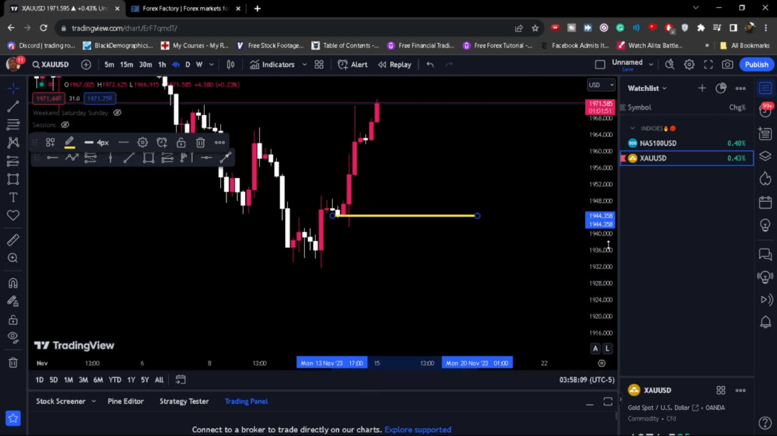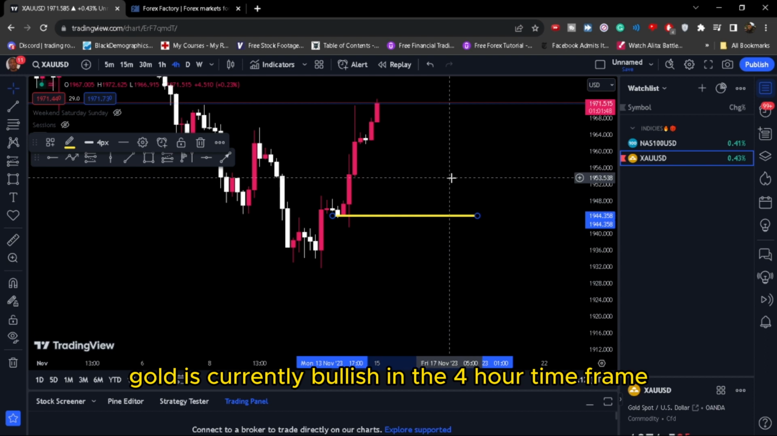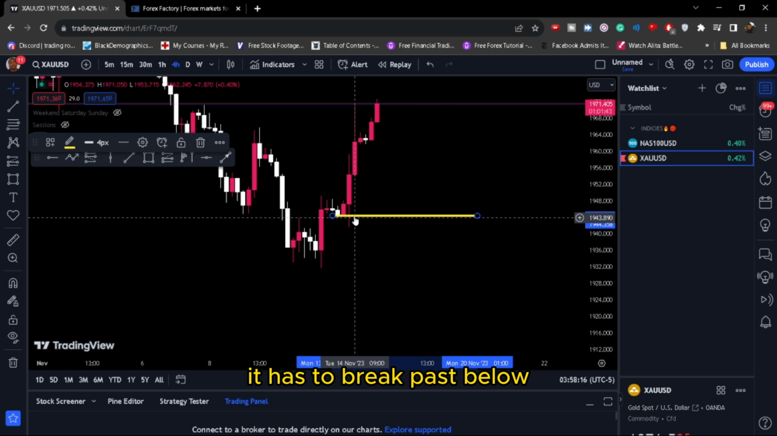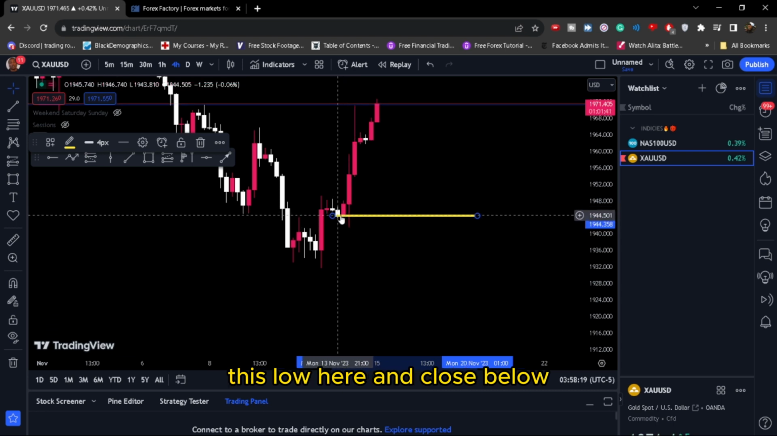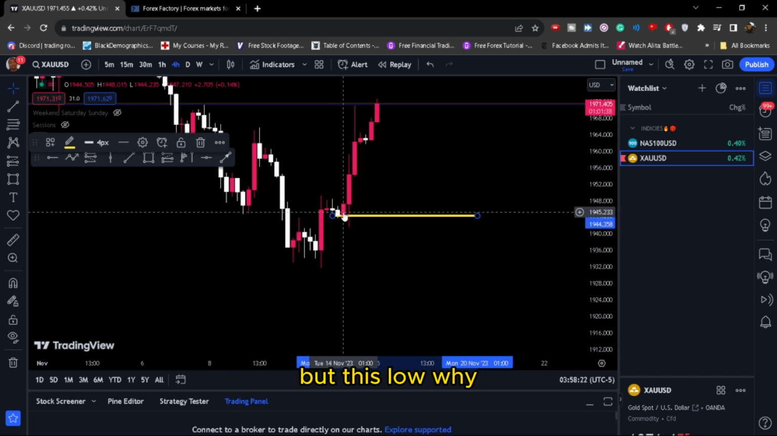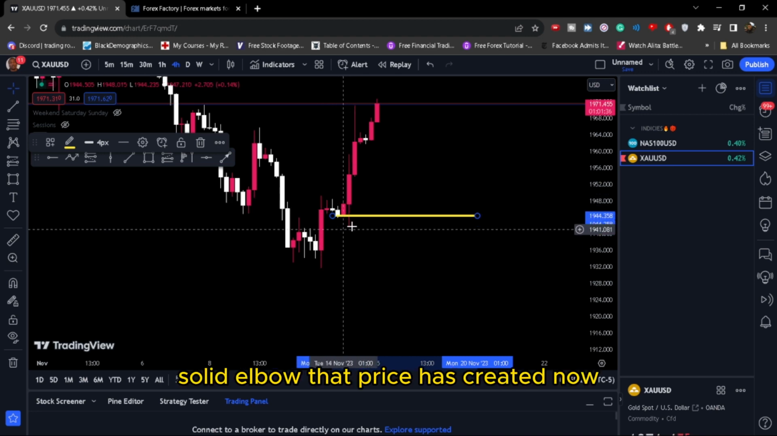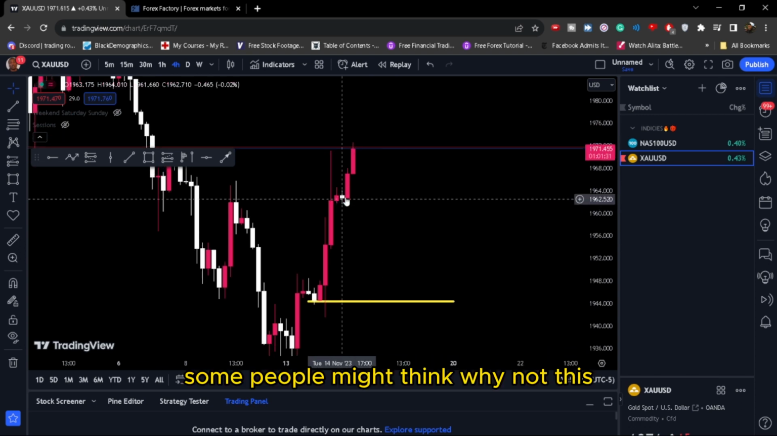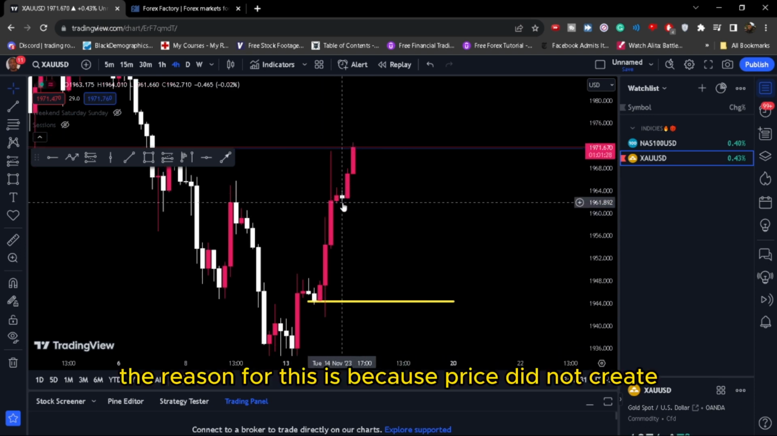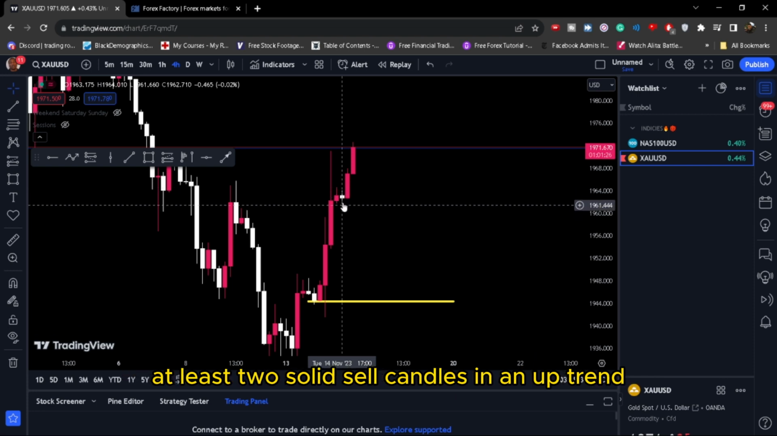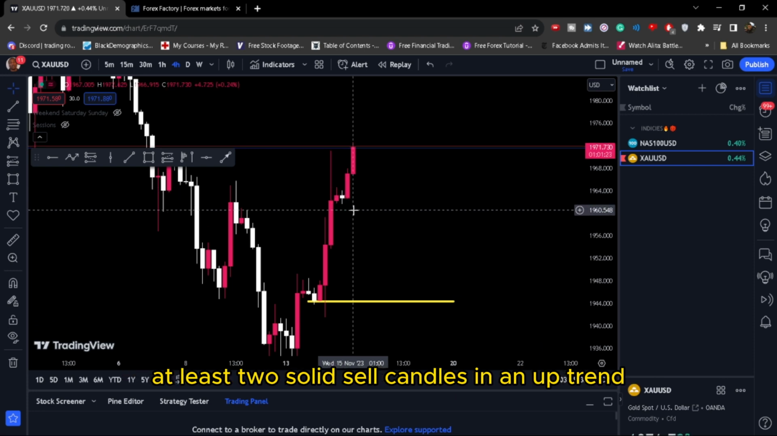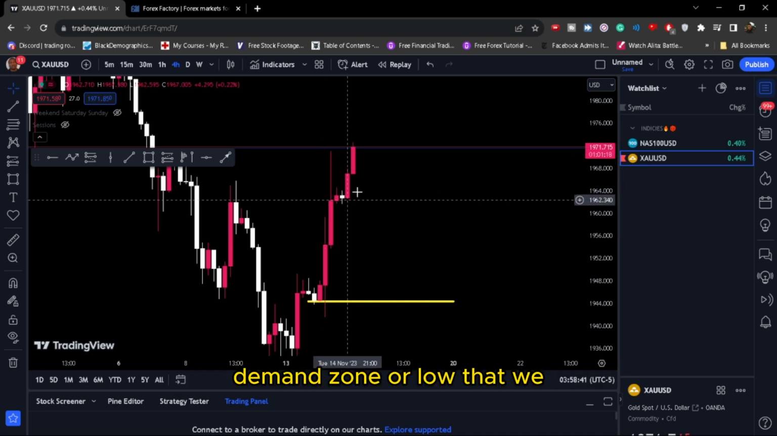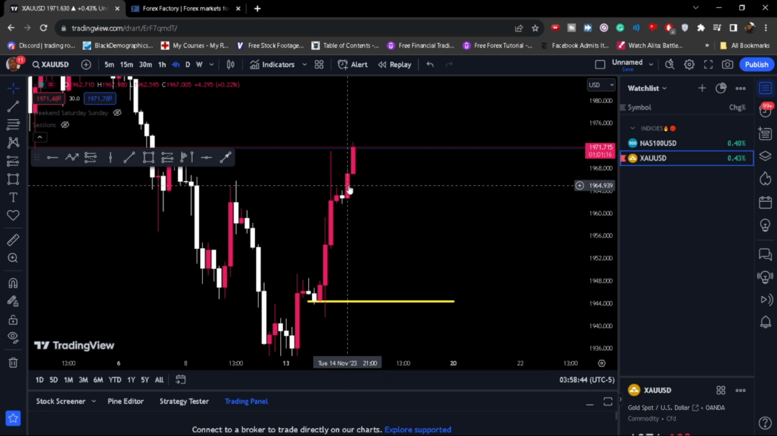So right now, gold is currently bullish in the 4-hour time frame, and for me to consider gold to be bearish, it has to break past below this low here and close below. Not this low now, but this low. Why? Because this is a really solid elbow that price has created. Now, some people might think, oh, why not this? The reason for this is because the price did not create at least two solid sell candles in an uptrend, right? For us to consider that as the main demand zone or low that we use to analyze our chart.